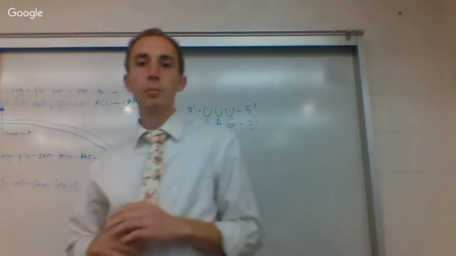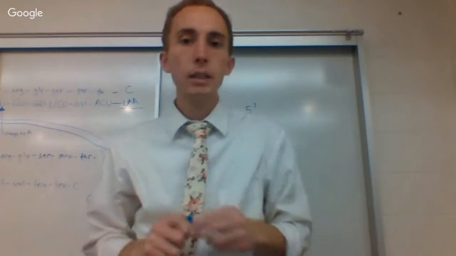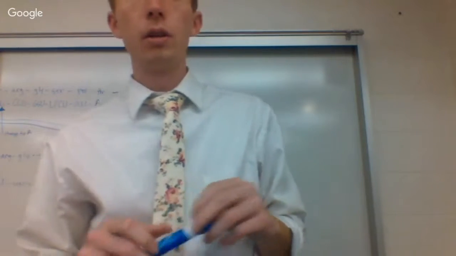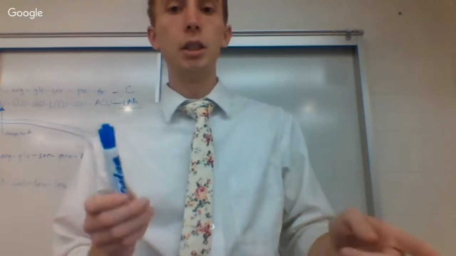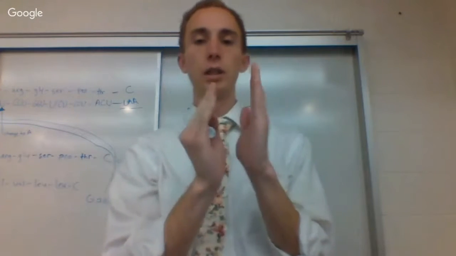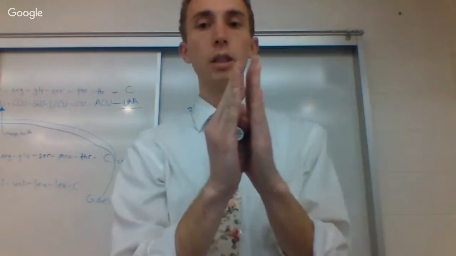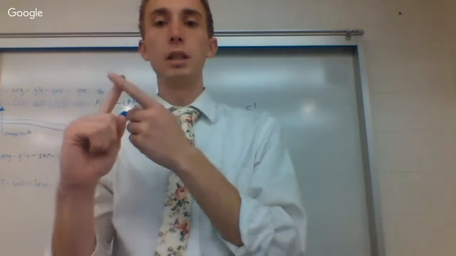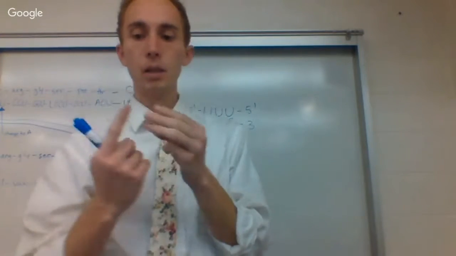GCG, the tRNA anticodons that can recognize GCG. So obviously the first two would have to be C and G. So each of the different ones has to have C and G. But then the third one can be either C, A, or U.